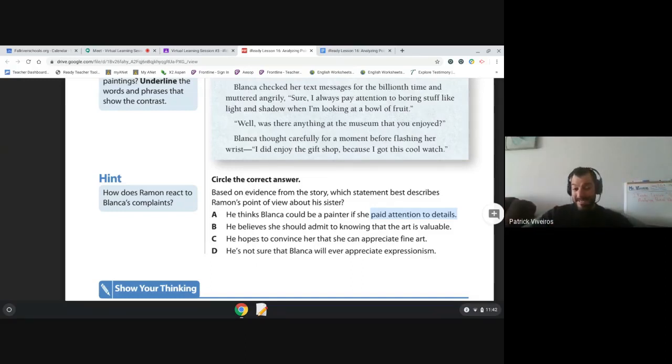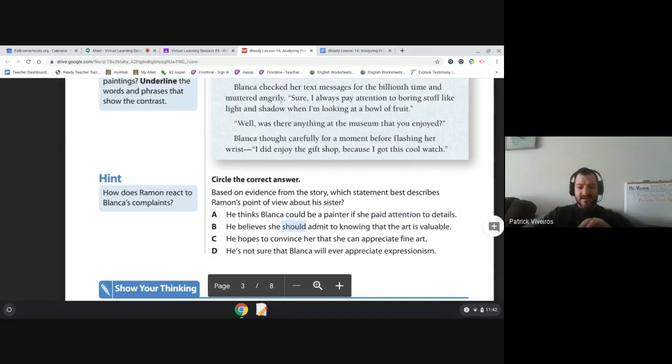Okay, going down to B, it says he believes she should admit to knowing that the art is valuable. Well, I don't think that B could be an accurate answer because she's not going to admit that anything in the art is valuable because she doesn't quite understand that it's valuable in the first place. Let's not forget the fact that she sat down on the artwork as opposed to observing it rather like a normal person.